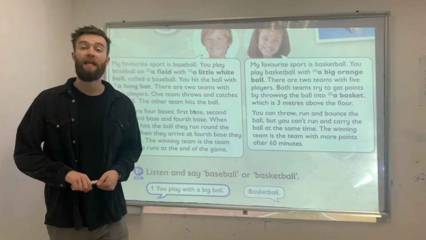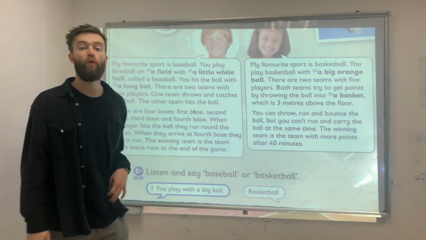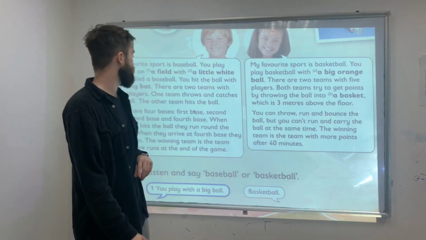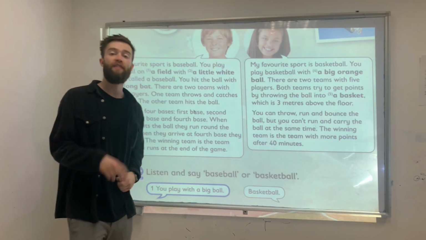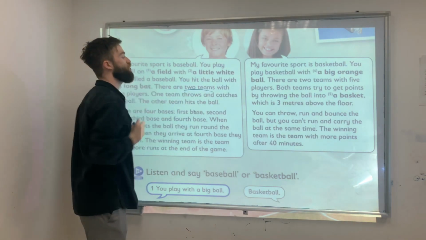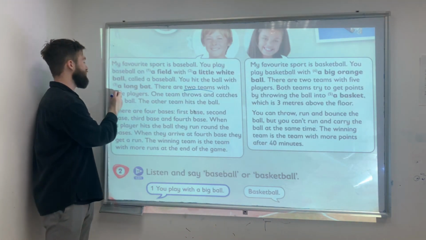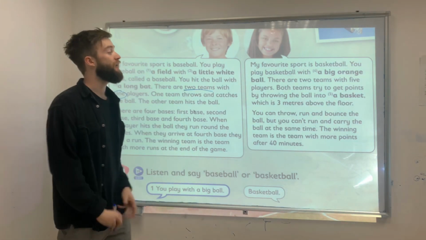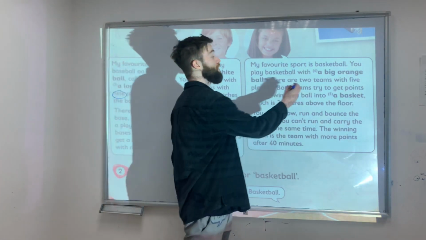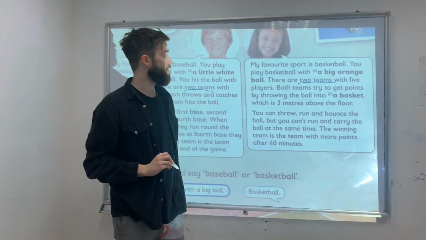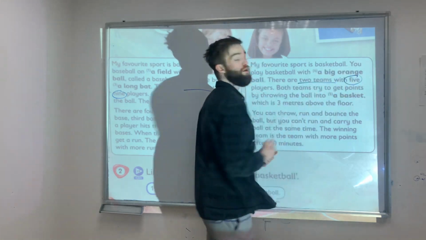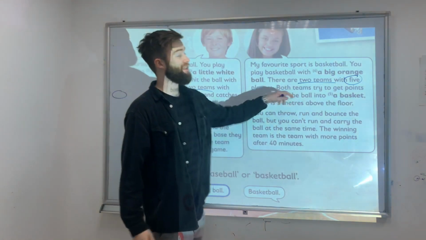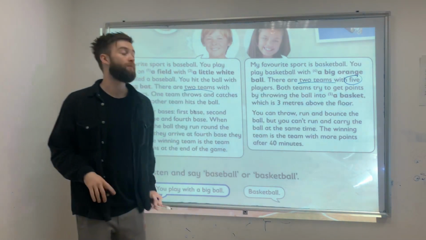Okay everyone, now let's take a closer look at baseball and basketball by reading the exercises, okay? So, in baseball, there are two teams with 9 players. 2 teams, 9 players, okay? In basketball, there are 2 teams with 5 players. 5 players. Baseball, 2 teams, 9 players. Basketball, 2 teams, 5 players.